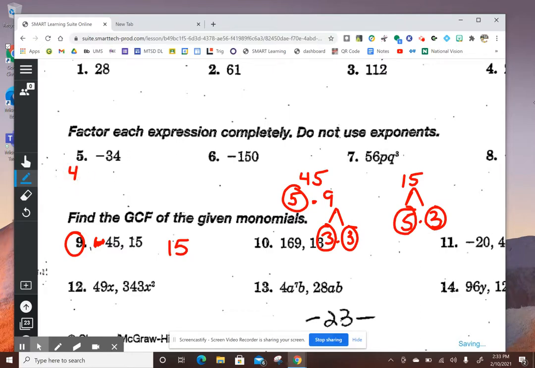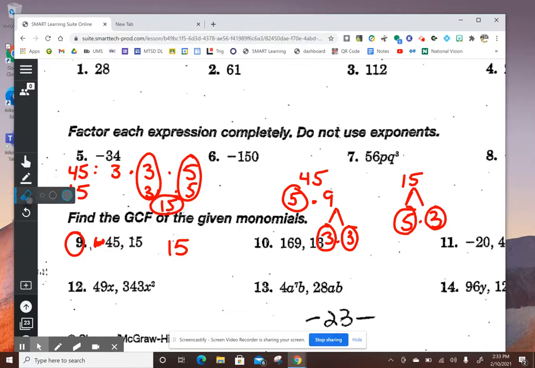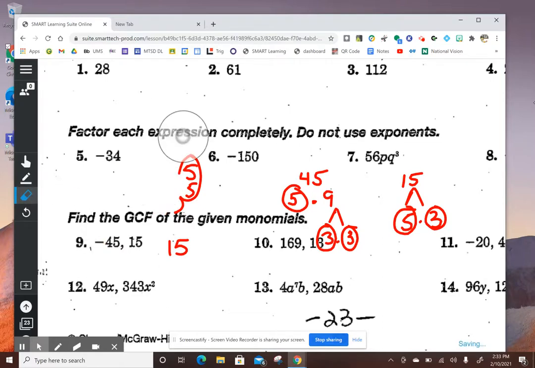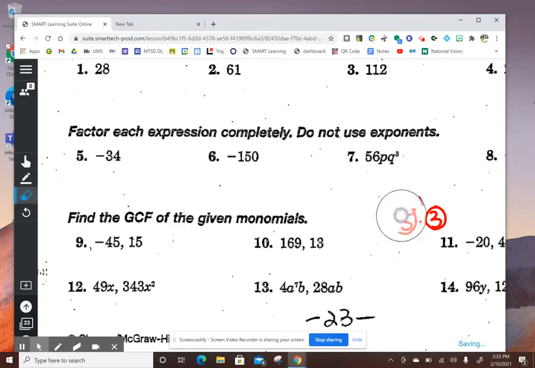So now I line up 45, and I write 3 times 3 times 5. I write 15, and I write 3 times 5. I circle the pairs they have in common. This is 3 times 5, which is 15, which is how I got a GCF of 15. Okay, so let's do another one. Let's do number 12.